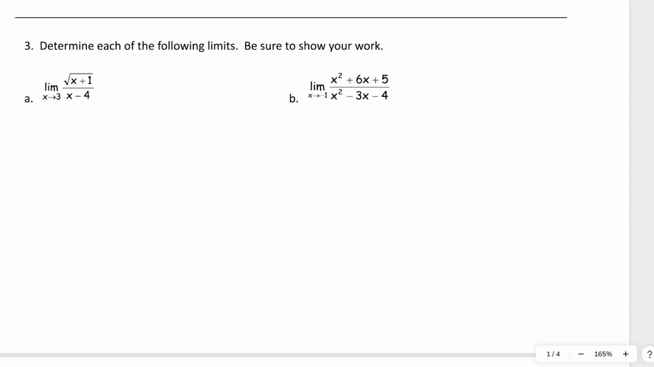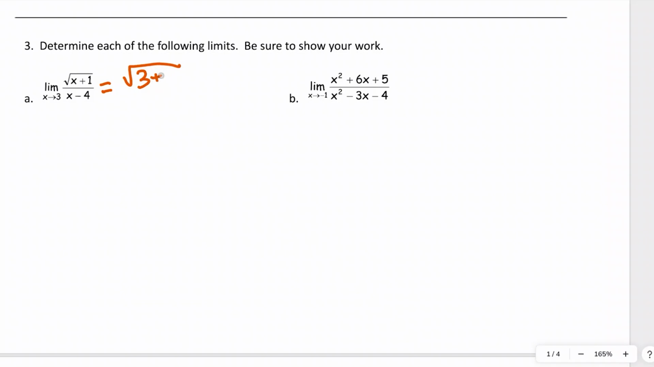Okay, plug in the value, see what happens. If we have an output, then we're good to go. If we get something that's undefined, some indeterminate form, then we'll have to go back and use one of the strategies we talked about. So 3a, I'm just going to start by trying to plug in 3. Let's see if that works.